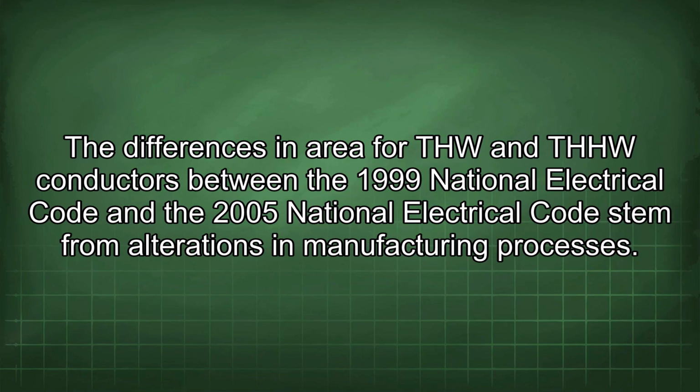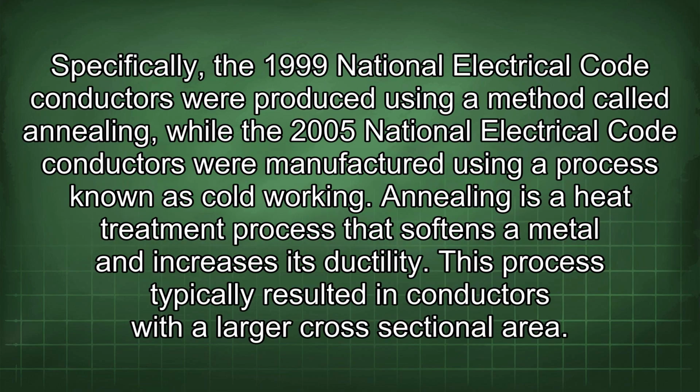The differences in area for THW and THHW conductors between the 1999 National Electrical Code and the 2005 National Electrical Code stem from alterations in manufacturing processes. Specifically, the 1999 National Electrical Code conductors were produced using a method called annealing, while the 2005 National Electrical Code conductors were manufactured using a process known as cold working.